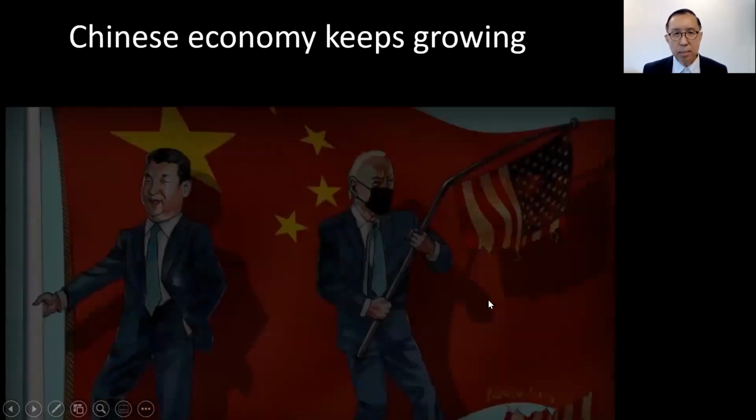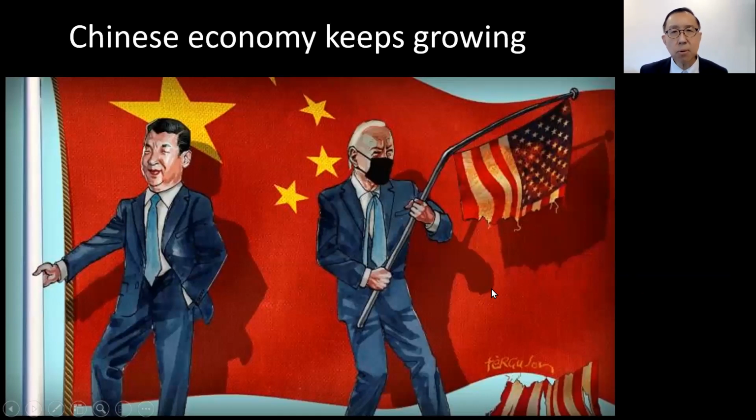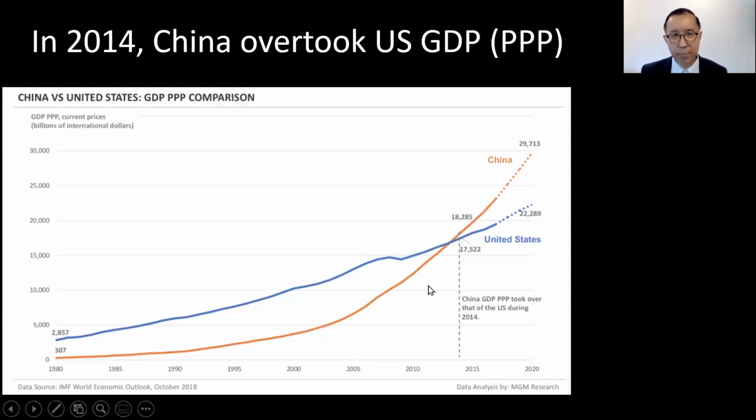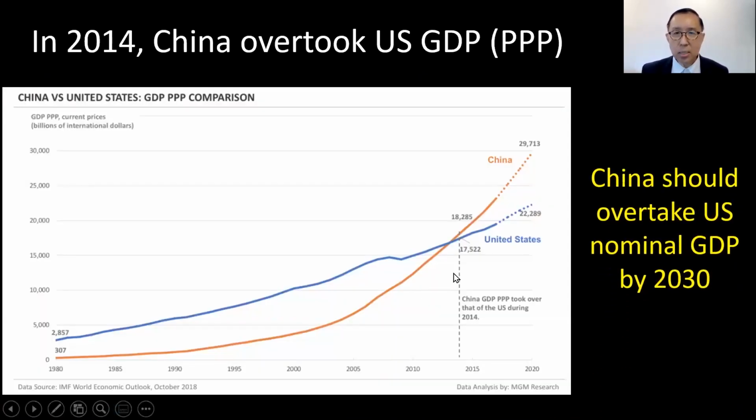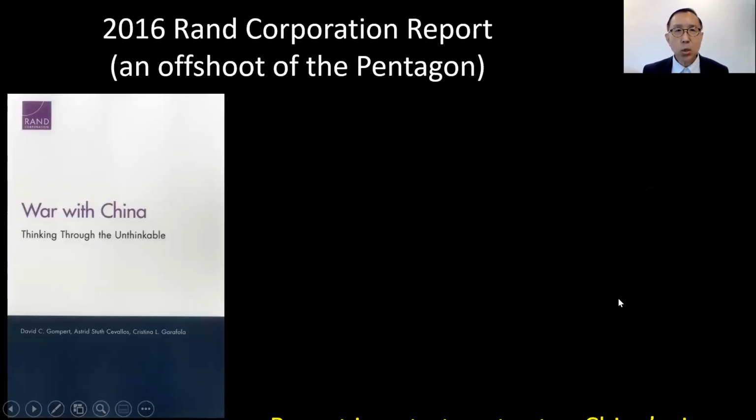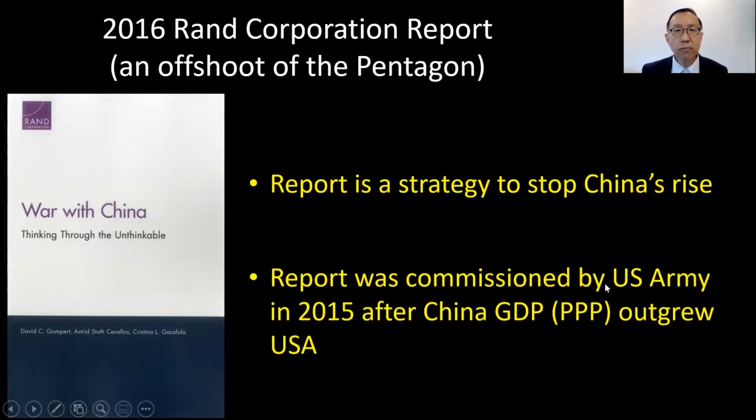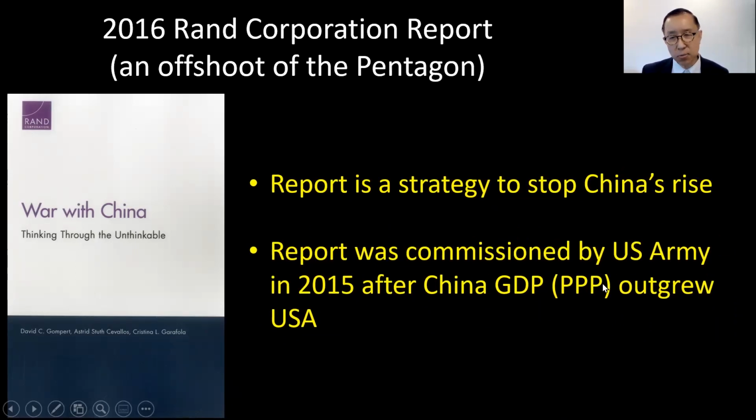Why China? The trouble is the Chinese economy keeps on growing. It's like a cockroach that you cannot get rid of. It keeps on growing. Okay? In 2014, Chinese GDP, using purchasing power parity as a measure, overtook the USA. Fear bells rang in those years because there's this threat that China will even overtake USA GDP in nominal terms by 2030. In panic, the US got RAND Corporation to come out with a report on how to stop China's rise.